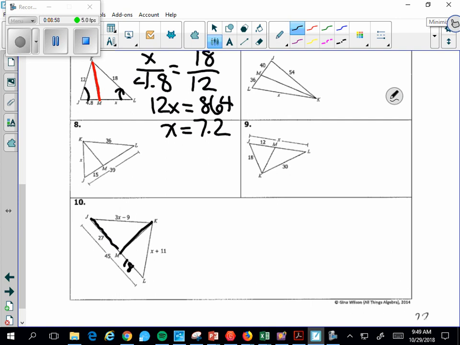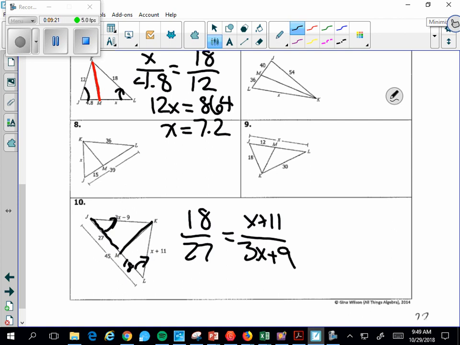And then that setup becomes exactly like what I've been doing. So I'm going to say, okay, I'll put 18 first. 18 to 27 equals whatever's close to 18, my x plus 11, over whatever's close to 27, my 3x plus 9. The only thing that I would do to make this a little bit easier is I would reduce this. I would turn that into 2 over 3, because those are not as large numbers that we're working with. Math's a little bit easier there.